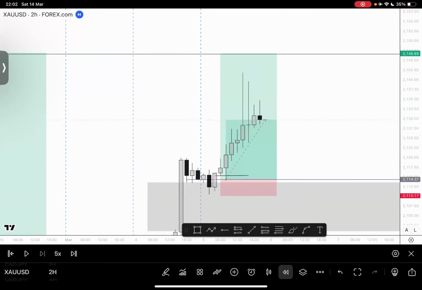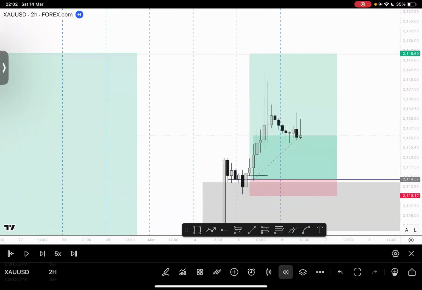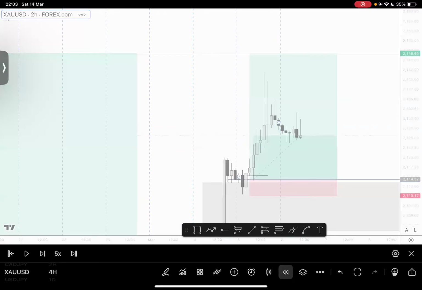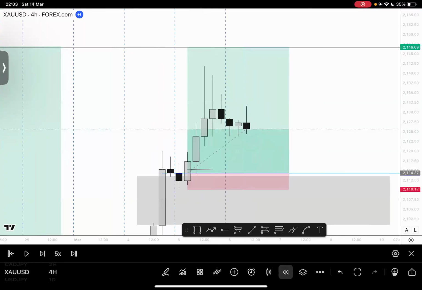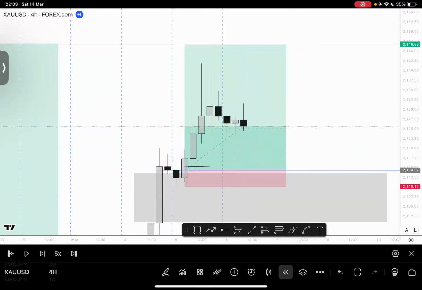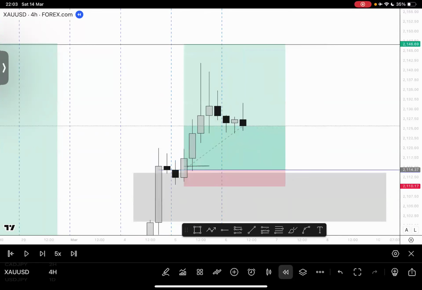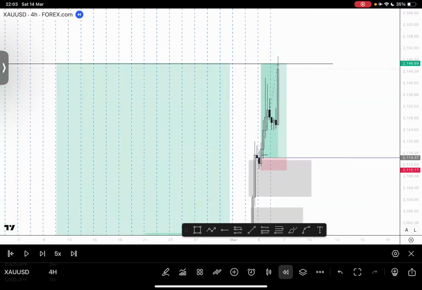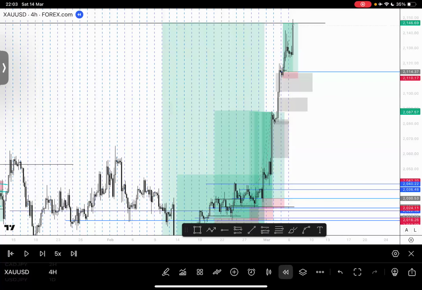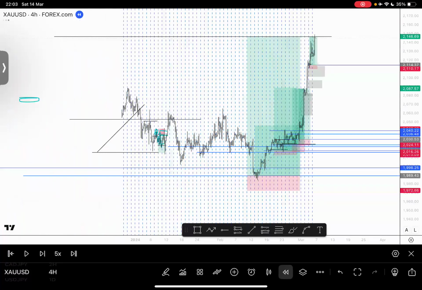Let's see if we get that. Let me take it back a little. Let's go to 4 hours. Can we get another entry? All right, where's the fair value gap? No fair value gap here. Okay, we got rejection right here. That's most smashed. So that's basically how it works. Hopefully, market gives us this kind of condition next week.